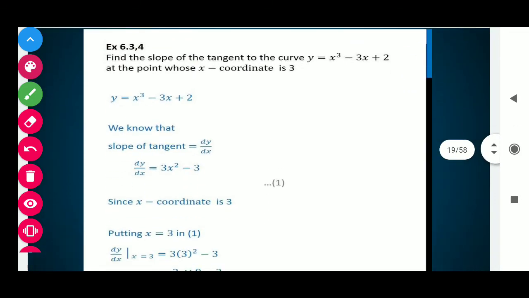Here we have question number 4, exercise 6.3. Find the slope of tangent to the curve at the point whose x coordinate is 3. We can also say that whose abscissa is 3.